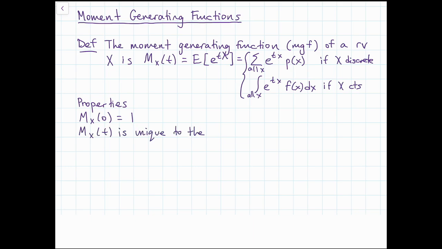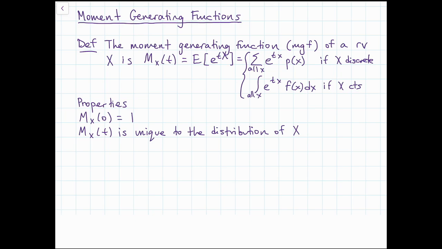we can think about M_X of t as being unique to the distribution of X. So if two random variables have the same moment generating function, they actually have the same distribution. You can use the MGF to uniquely determine the distribution of the random variable. So that can be handy for proving things. If you can show that the MGF of a variable is something that you recognize, then X has that distribution.